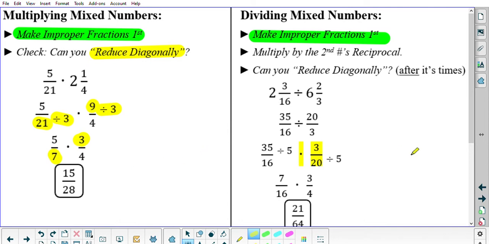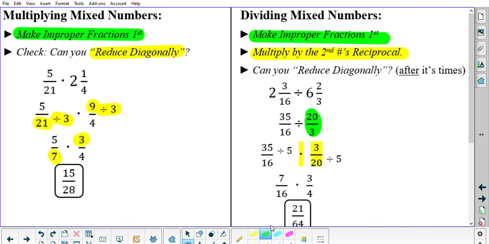Now, with division, there is an extra rule, and that is that division is the same as multiplying by the reciprocal, specifically the second number's reciprocal. So if you look here, the very first thing I did is I made the mixed numbers become improper fractions. 16 times 2 is 32, plus 3 gives me 35. 3 times 6 is 18, plus 2 gives me 20. After I make them improper fractions, notice there's still division. Next step is where we multiply by the second fraction's reciprocal. And the reciprocal of 20/3 is 3/20. And the division becomes multiplication as soon as you do the reciprocal.